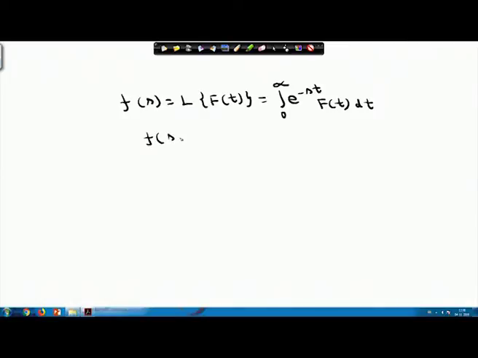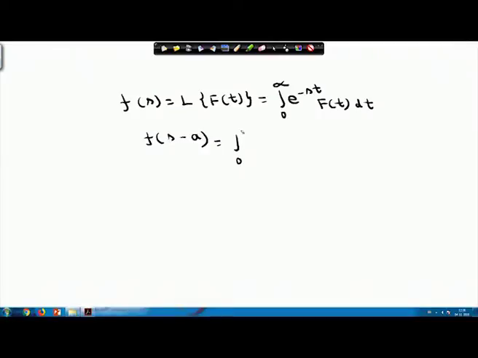So, F(s), we know it, this is nothing but the Laplace transform of f(t). From the definition of the Laplace transform, we can write this as an integral of e^(-st) f(t) dt. Now, start with F(s - a). What will be F(s - a)? From here, s is replaced by s - a.